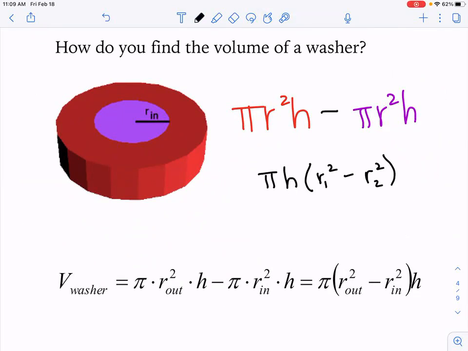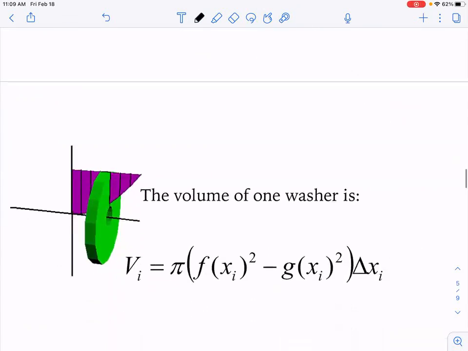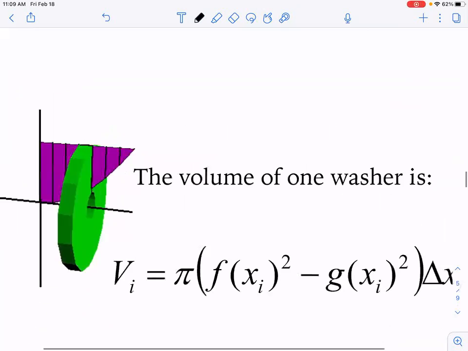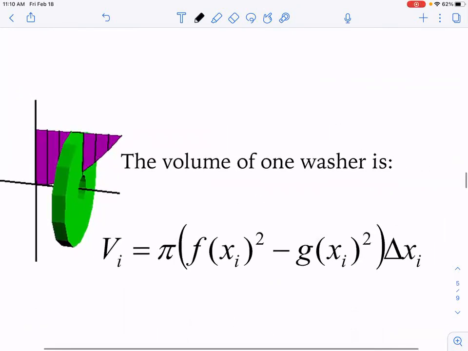Okay. Now think about these washers, but now they're like perpendicular to the x-axis, right? That's what we're going to be doing today. Okay. And we don't just have one washer, do we? How many do we have? Many, and they're infinitely thin with thickness dx. Okay. So if we're talking about the volume of any given washer, remember our thickness is dx. So instead of h, I wrote delta x.